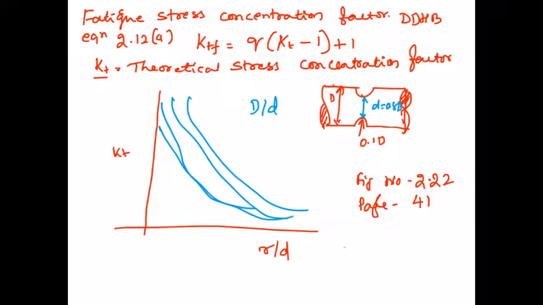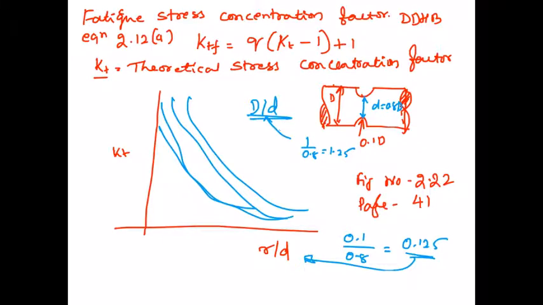So, now let us find out 0.1 divided by 0.8. Okay. I think you are going to get 0.125 is the value of R by D. Okay. Now, capital D by d, this is what? 1 divided by 0.8, you are going to get 1.25. I hope so. You just check it.